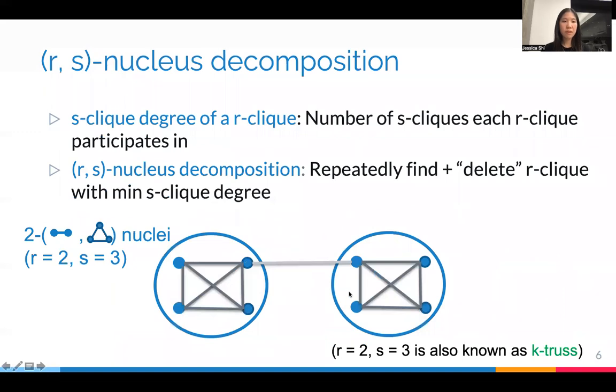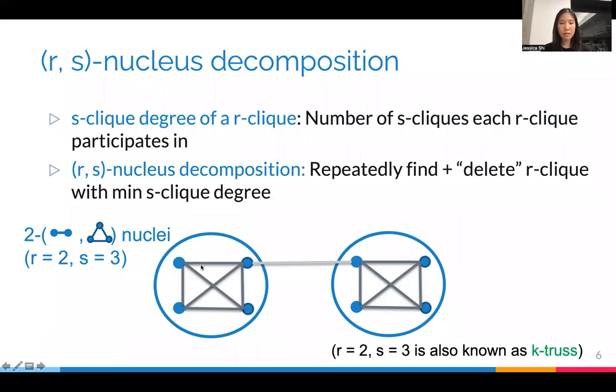And one further generalization is this problem of RS nucleus decomposition. So now instead of looking at vertices as first-class citizens, we're looking at R-cliques as first-class citizens. And what we're concerned about is the S-clique degree of each R-clique, or the number of S-cliques that each R-clique participates in. And in the decomposition process, we now repeatedly find and delete R-cliques with the minimum S-clique degree. So in this example here, if we let R equals 2 and S equals 3, what we're concerned about is the number of triangles that each edge participates in.